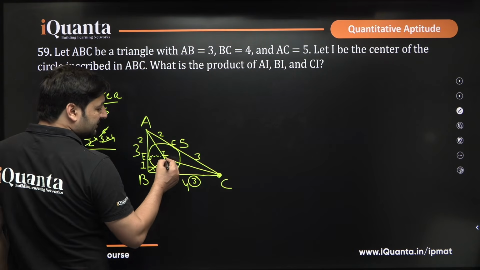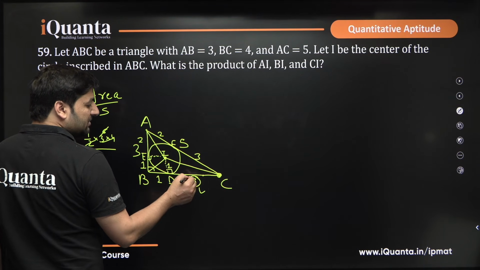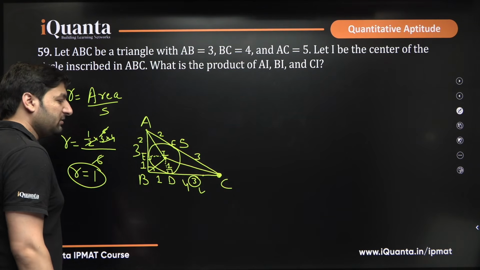So what do you see here? This is a right angle triangle. You have the base 3 here, you have the perpendicular that is 1. So 3 square plus 1 square under root, 9 plus 1, root 10.